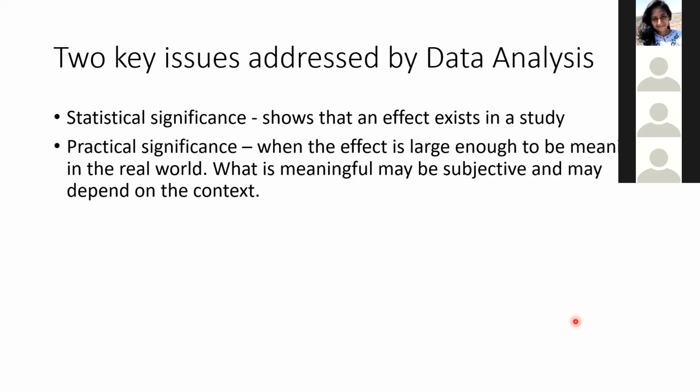But at the same time, we need to check whether it is practically significant. Statistical significance, we should not stop there. We should check whether it is practically significant as well. For example, when the effect is large enough to be meaningful in the real world. I'll talk about an example in a little while, maybe the next slide, right? What is meaningful may be subjective and may depend on the context. Maybe your experimental results are statistically significant, but for the real world, there's no use, right? So we have to check that before actually concluding or publishing.